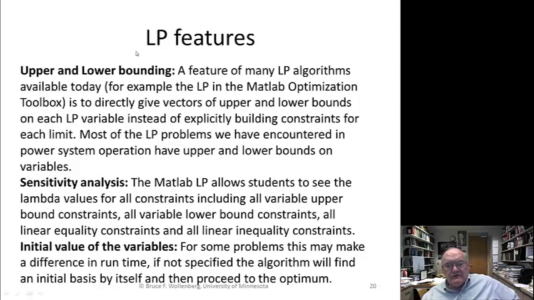Some other features that I strongly recommend: upper and lower bounding simply says that any variable can have an upper and lower bound. And I love the LP that's in the MATLAB optimization toolbox. It's based on a code called linprog, extremely powerful. It can do sensitivity. The MATLAB LP allows students to see the lambda values so that we know how much things are going to change if we change variables. Those lambdas are extremely valuable as well.